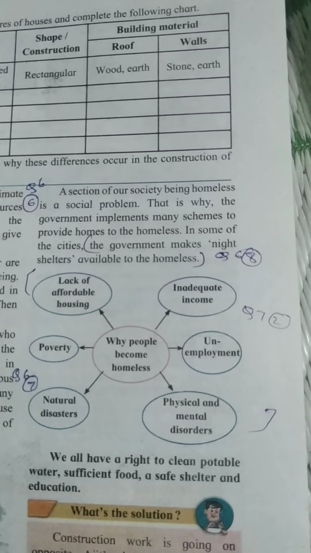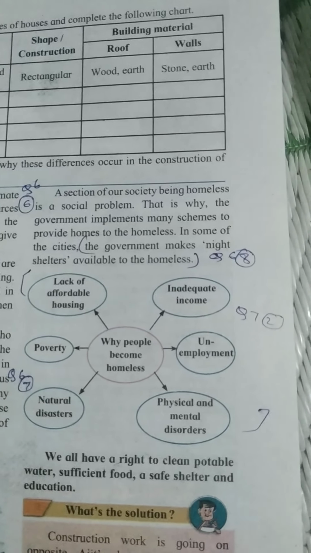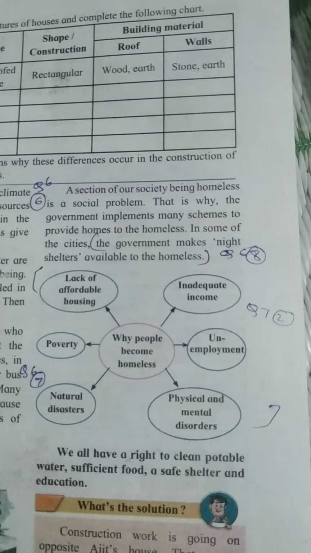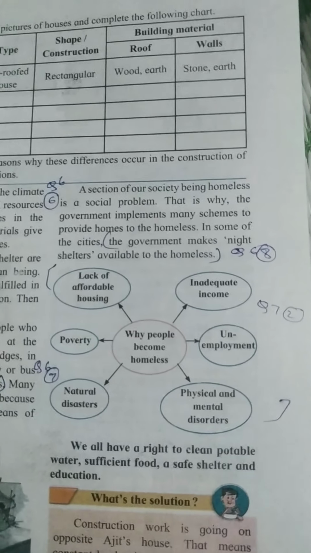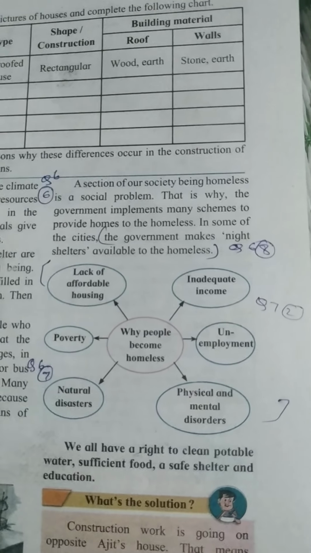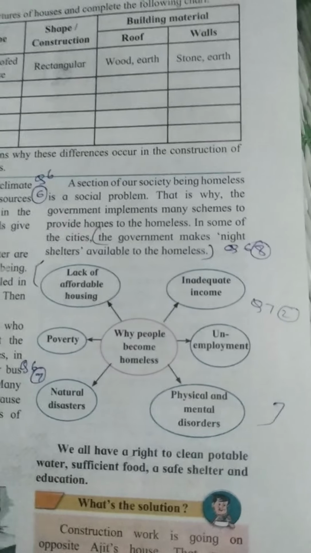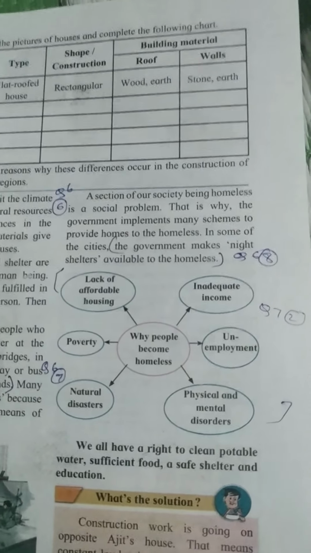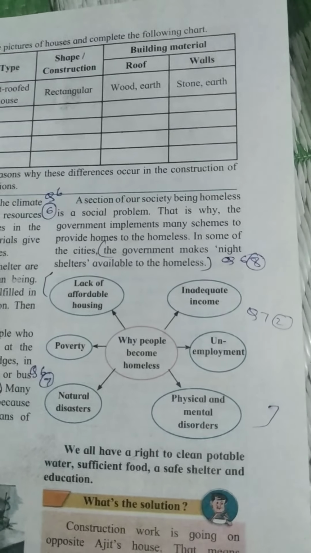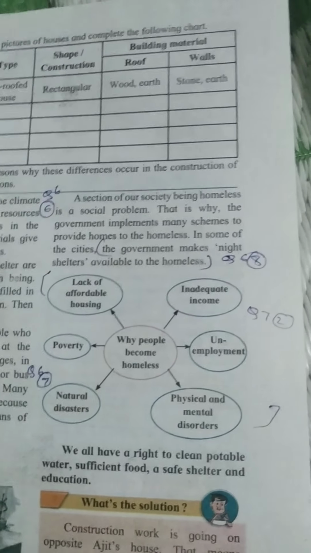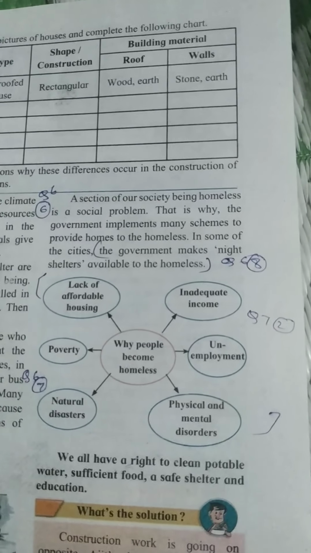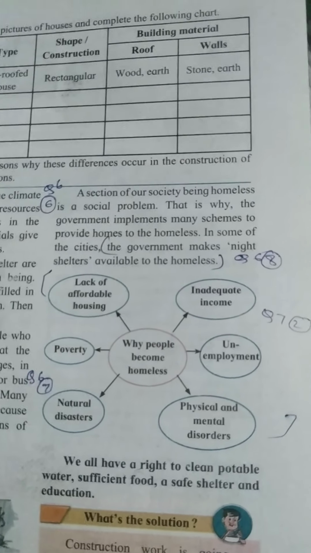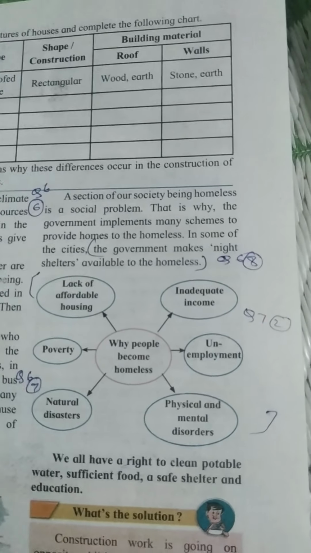Why do people become homeless? Because of the lack of affordable housing. Their financial condition is low. For such people it is not a lack of houses but poverty; those people are poor, and such people do not have a home. Natural disasters also cause it: if there is a flood, some people's houses are washed out.